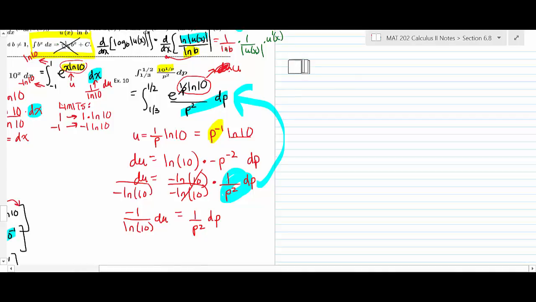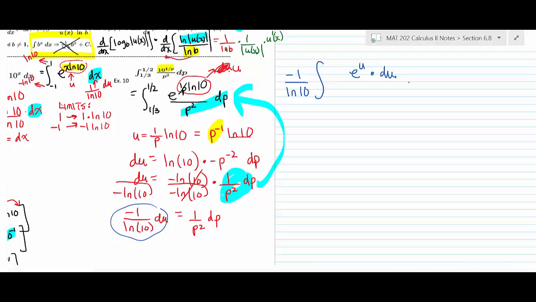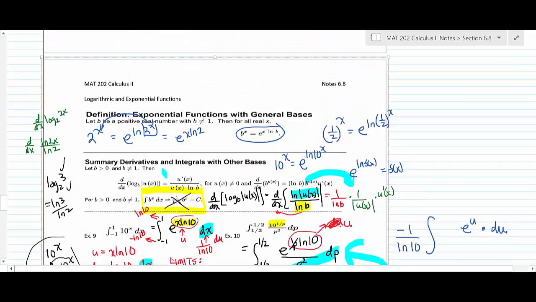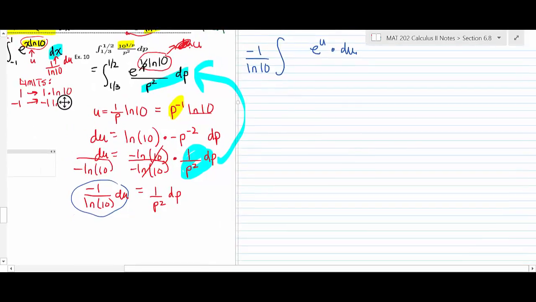All right, so let's see. When we put this together, we also need to adjust our limits. I'm going to go ahead and start building the integral here. So we have e to the u, like that, and then the 1 over p squared dp is equal to this thing. So I can go ahead and put my du there. The negative 1 over ln of 10 is a constant, so you go like that. That's an integral that'll be real easy to handle. So we've got the u and we've got the dp. I got everything set up there. Let's do the limits next and crunch those out, and we'll finish up with the integral.